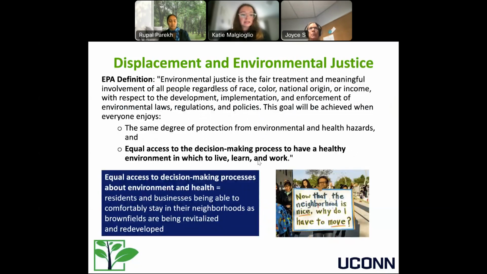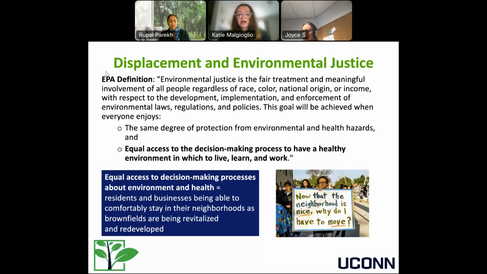So for some more context on this, we'll talk about displacement and environmental justice and how they're connected. First, let's go through the EPA definition of environmental justice, which reads: environmental justice is the fair treatment and meaningful involvement of all people, regardless of race, color, national origin, or income, with respect to the development, implementation and enforcement of environmental laws, regulations, and policies. This goal will be achieved when everyone enjoys the same degree of protection from environmental and health hazards and equal access to the decision-making process to have a healthy environment in which to live, learn, and work.